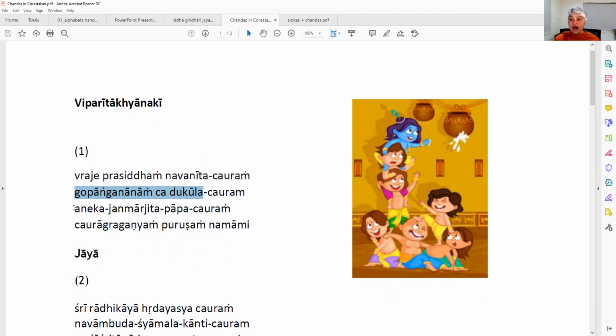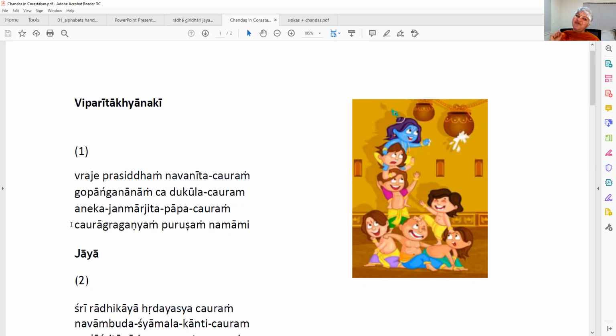And then what? Aneka janma arjita papa chauram. In my life, lifetime after lifetime, I have very carefully gathered, what have I very carefully gathered? Papa, sins. Whatever I have very carefully gathered, he steals that away. To that, agra ganyam. Agra means foremost, in front. Ganyam, to be counted. The one who is foremost among thieves. Purusham namami. So there come all the opposites.